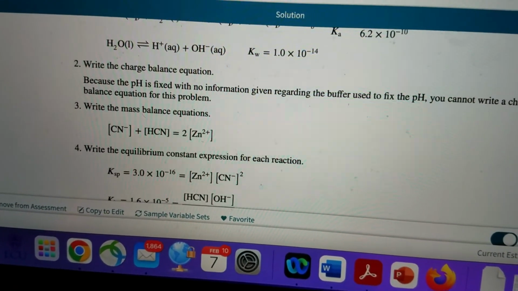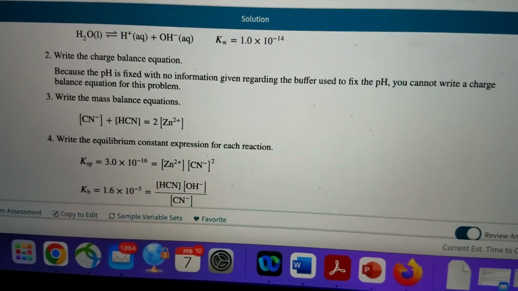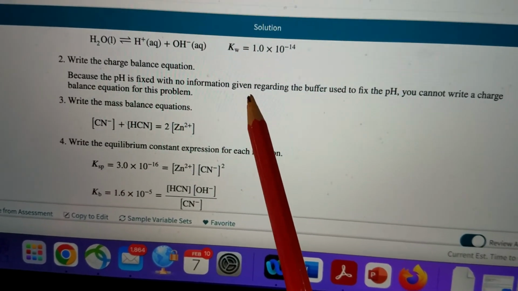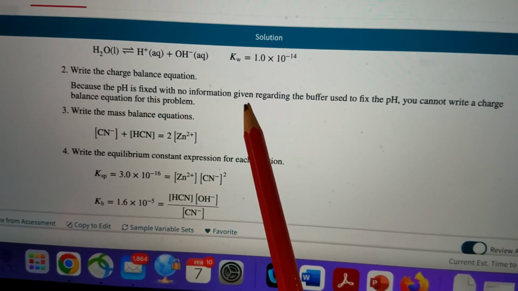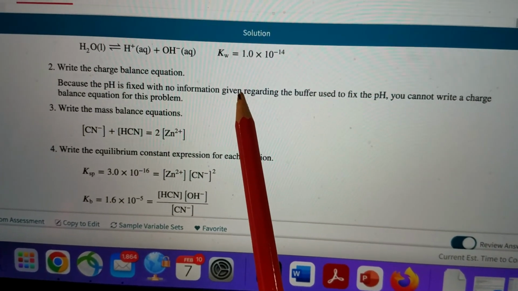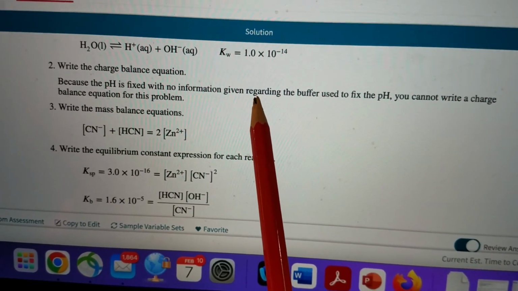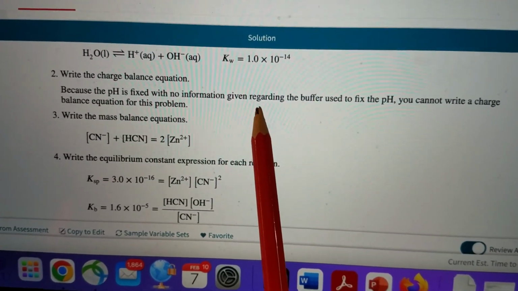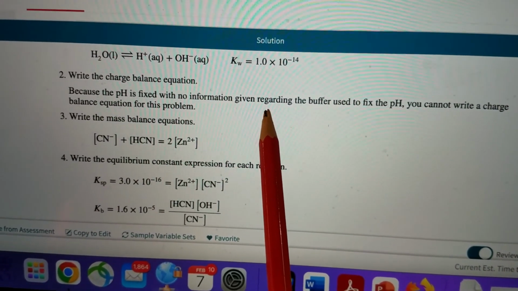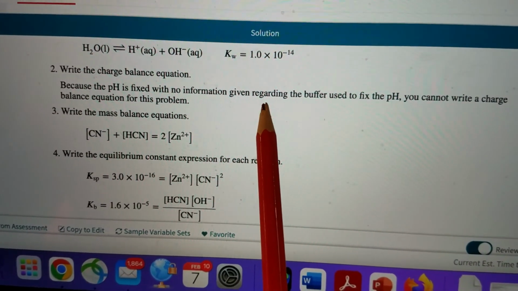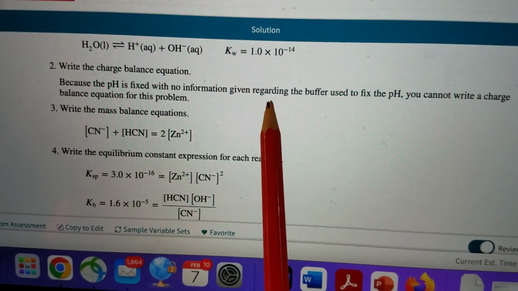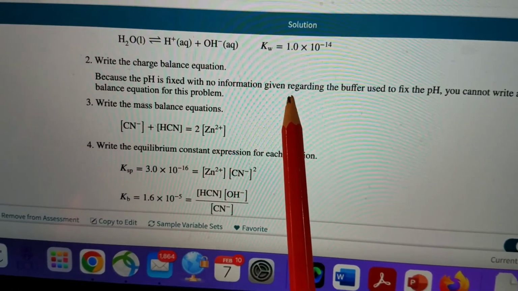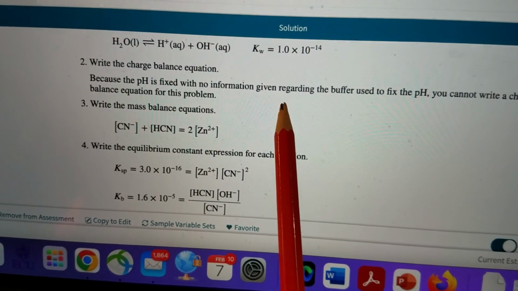And next, we need to write down the charge balance. But since in this problem the pH is a fixed value, we don't really need to use the H plus, since the concentration is given. There's also no other information regarding the charges in the buffer solution used. So that's why we just skip the charge balance step.